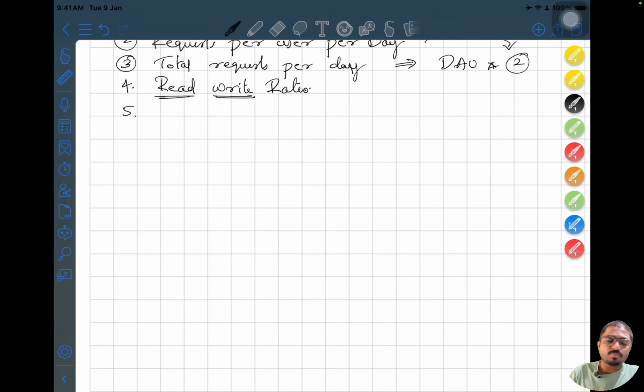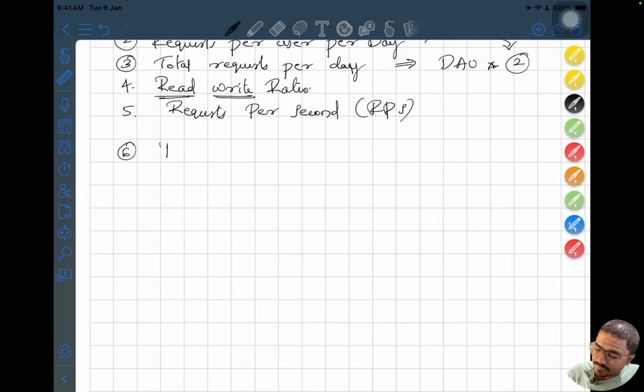So next, the fifth point that we are talking about is RPS, requests per second. We call it RPS. And the sixth one, we call it read RPS. Then the seventh one is write RPS, requests per second.